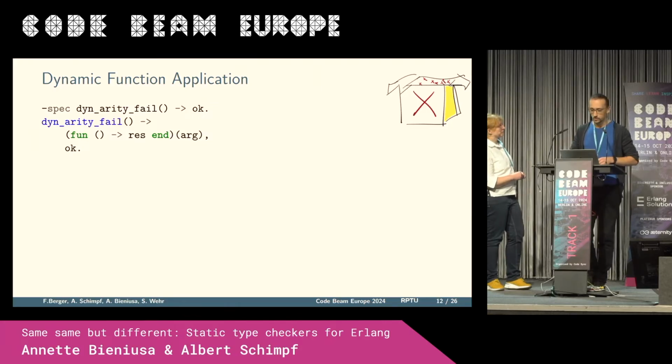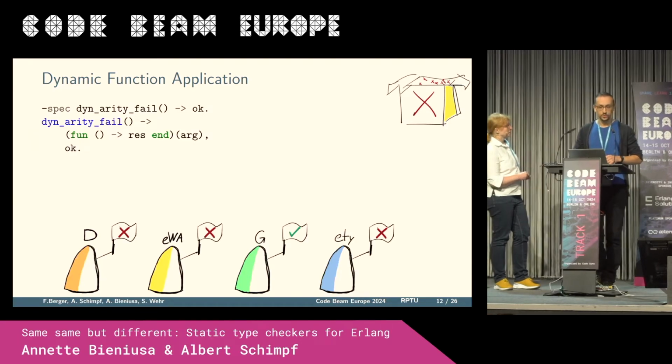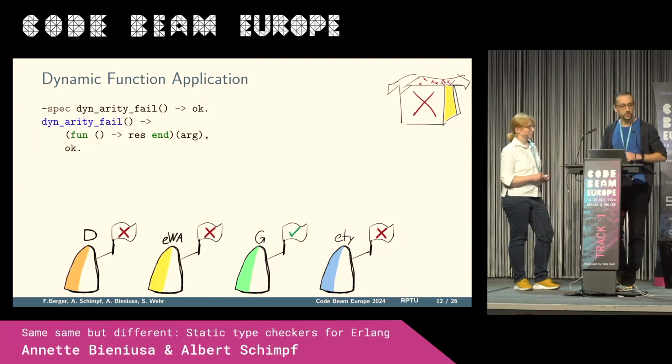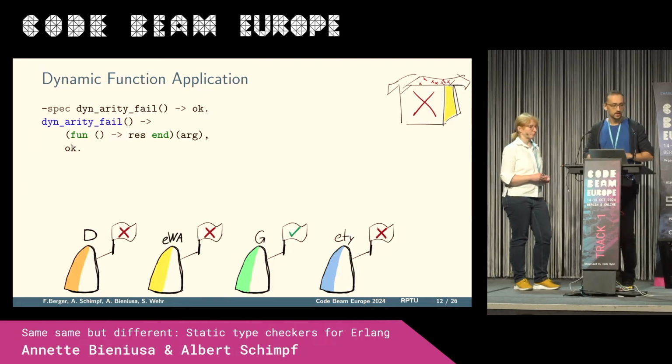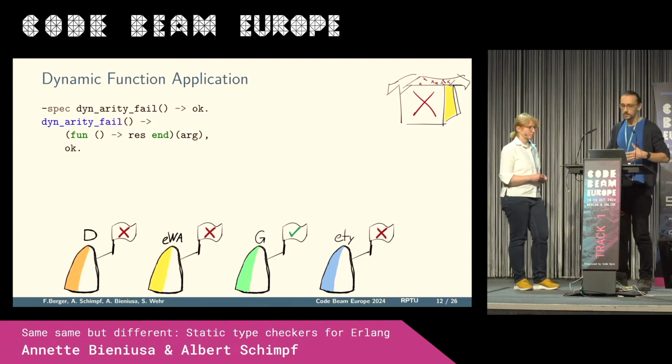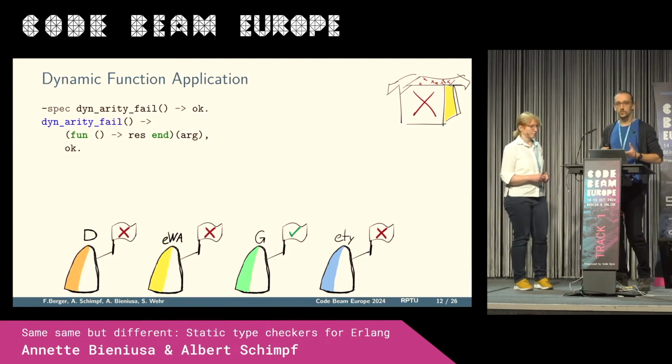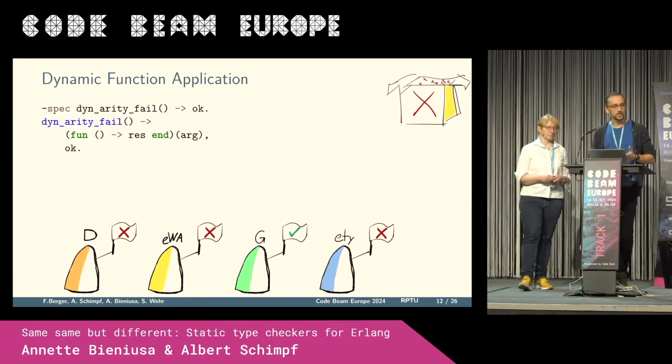This is a test case from the eqWAlizer test suite, so this should fail, according to eqWAlizer. Let's see what the tool says. Every tool except Gradualizer correctly identifies that this test case should fail. And this indicates some general problems where Gradualizer is not able to handle these local function definitions very well. So they're kind of hard in their theory.